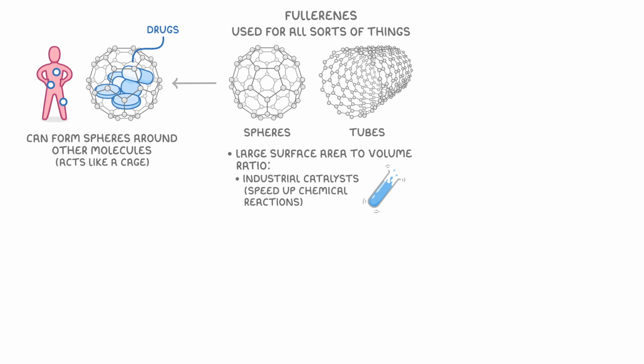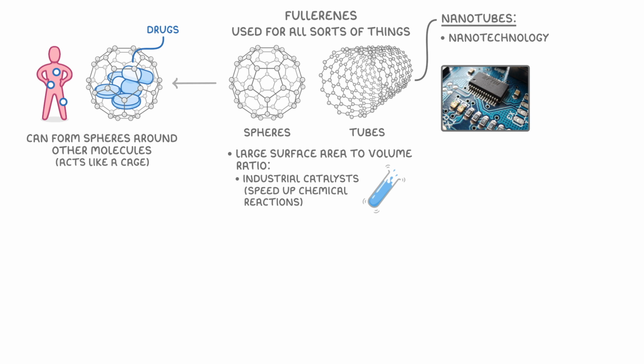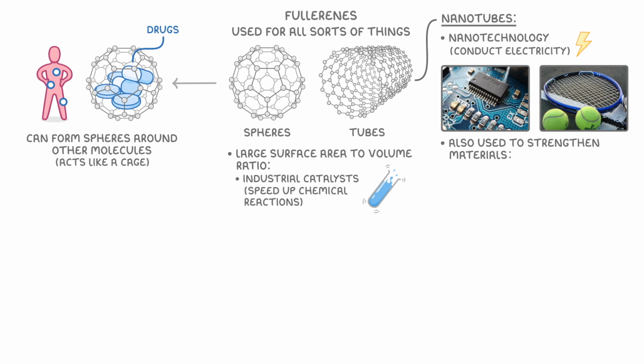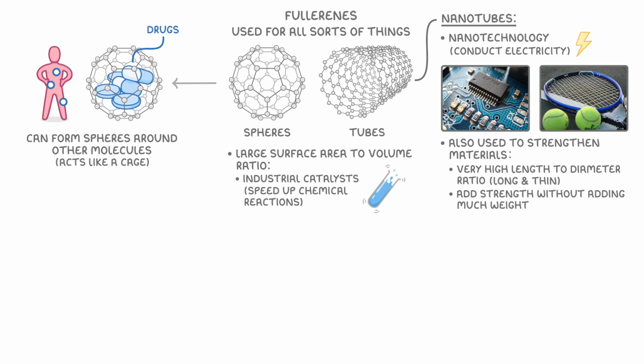Meanwhile, the tubes, which are known as nanotubes because they're so tiny, can be used in nanotechnology, and in electronics because of their ability to conduct electricity. They can also be used to strengthen other materials, like tennis racket frames. This is because of their very high length to diameter ratio, which is just a technical way of saying that they're very long and thin, which allows them to add strength to the material without adding very much weight.